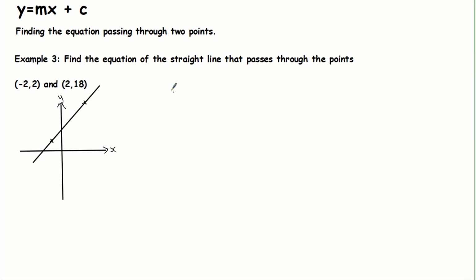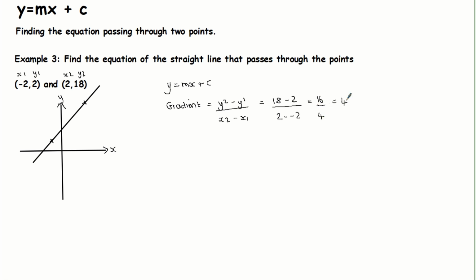First thing I write down is y is equal to mx plus c. I'm going to calculate the gradient, if you remember, by doing y2 minus y1 over x2 minus x1, and see what it comes out with. If you need to, label these: x1, y1, x2, y2. So I'm going to have 18 take away 2 over 2 minus minus 2. So this is where the negative comes in, be really careful. So I've got 16 divided by 4, which gives me a gradient of 4.